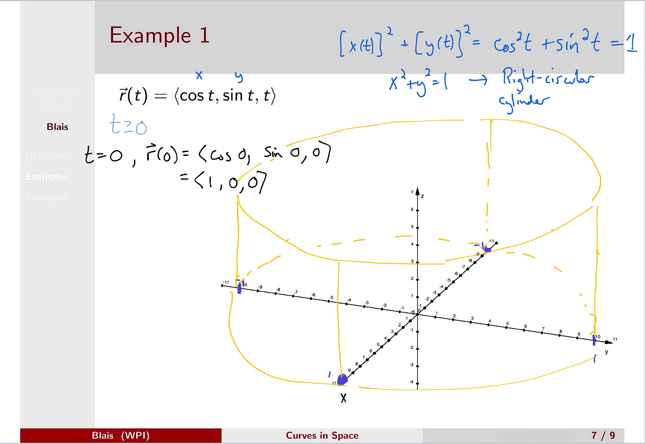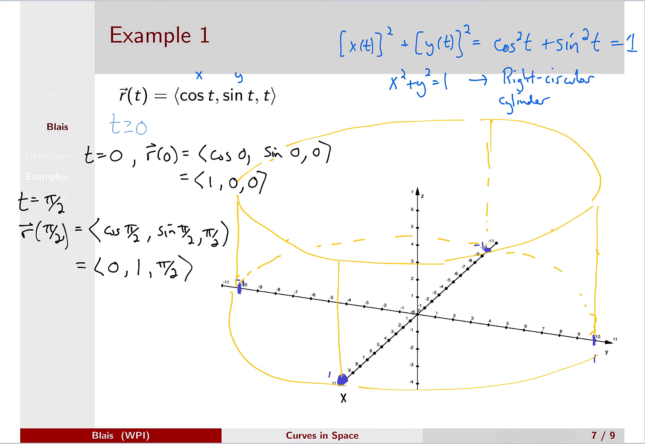So let's get a sense of where this would be at a later time. Let's think about another natural time. How about, instead of x being 1, what do we need for y to be 1? Well, that would be the time pi over 2. So at time pi over 2, we have cosine pi over 2, sine pi over 2, and pi over 2. Cosine of pi over 2 is 0. Sine of pi over 2 is 1. So we're at the point 0, 1, pi over 2.